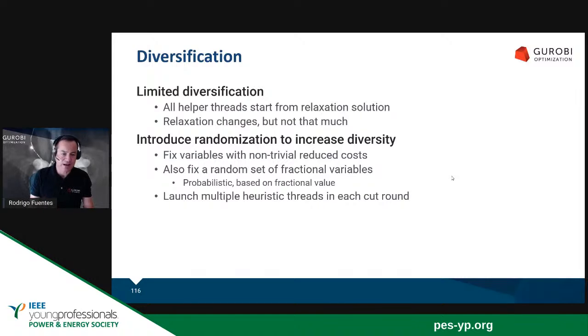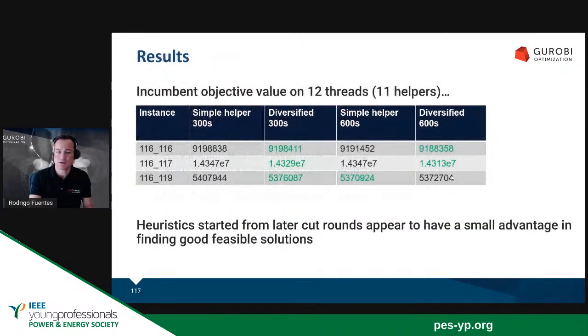For example, a variable that has a value of 0.1 is more likely to achieve a value of 0 than a variable that has a value of 0.3. So if we exploit that information to know what to fix, we can spawn those heuristic threads using some of this intelligence, some of this information. Okay.